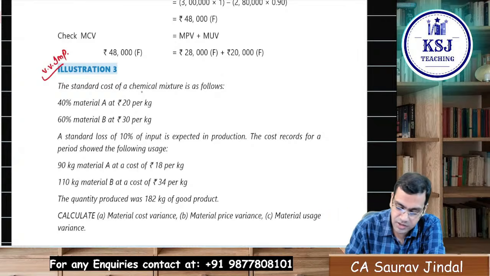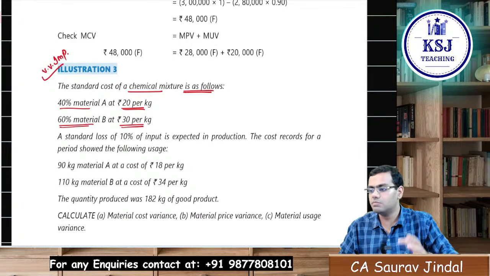The standard cost for a chemical mixture is as follows: 40% of material A at rupees 20 per kg and 60% of material B at rupees 30 per kg. This is the standard composition that is given.